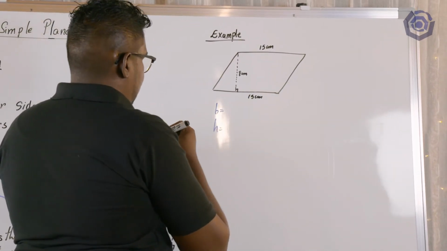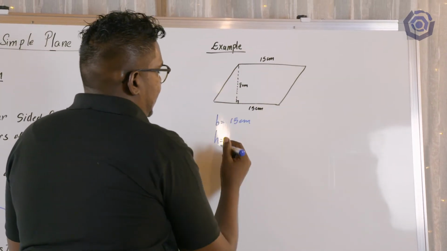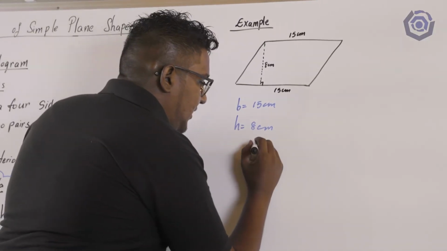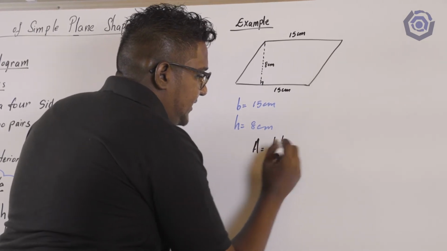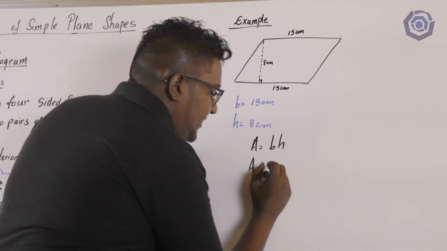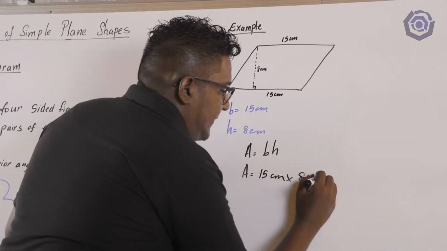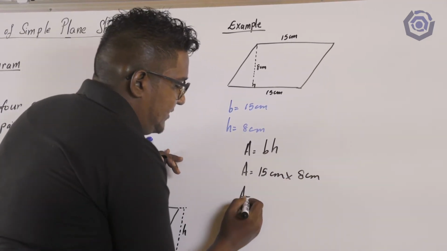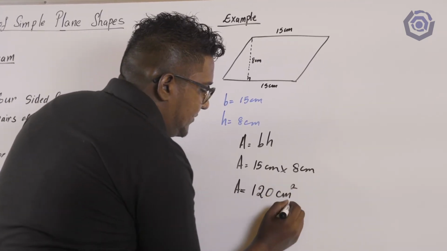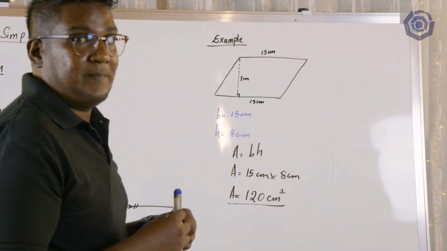So in this case, our base is going to be 15 cm and the height is given inside, which is 8 cm. Using the formula, A is equal to BH, we just substitute. A is equal to B, which is 15 cm, multiplied by the height, which is 8 cm. So the area is going to be 15 times 8, which gives me 120 cm squared. And this is the area of the parallelogram.